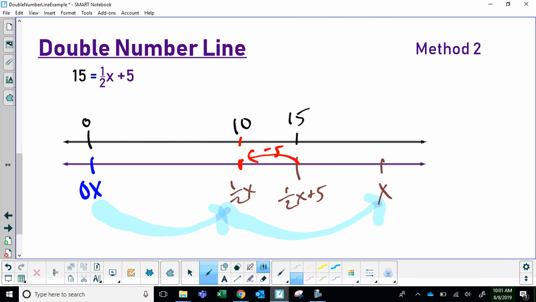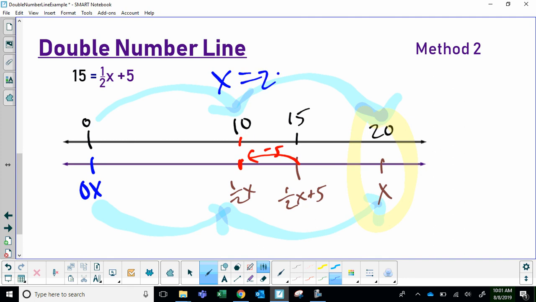So if we take that same size step again, we double the half x, we should end up at x. And that same logic on the top, if that far gets me 10, then that far gets me 20, and I've finished the problem. X is 20, and I've shown it another way. Let's do one more.